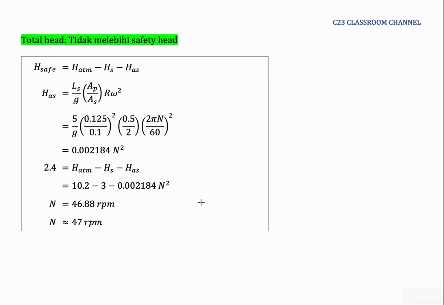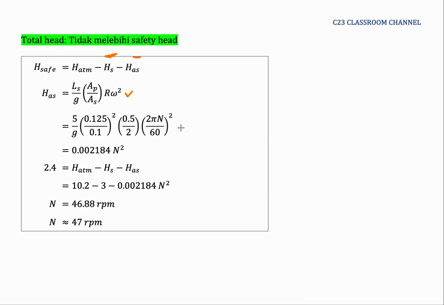Okay, so for the total head, we must make sure that it will not exceed the safe head here. So the total pressure head is the atmospheric pressure head minus the suction head and minus the acceleration head. And then at the beginning, cos theta is equal to 1. So we could get this equation.